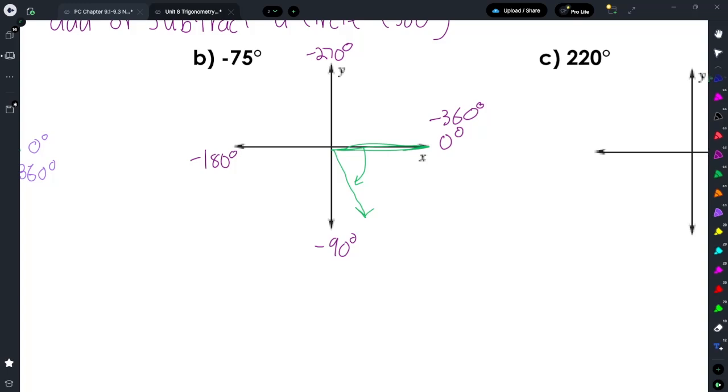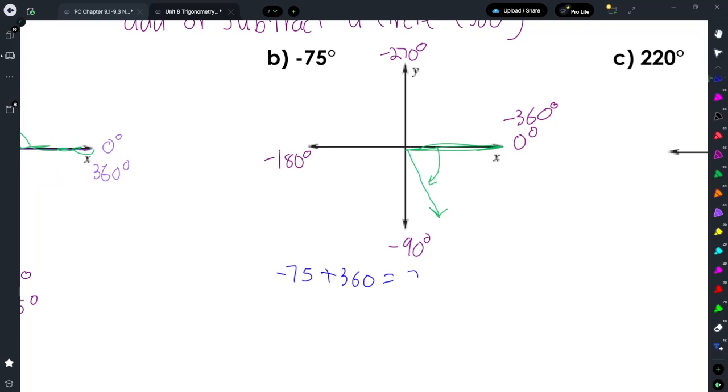Okay, so now I'm going to do negative 75 plus 360. That will give me my positive coterminal angle. So that is going to give us positive 285. And then I'm going to do negative 75 minus 360. So minus 360 instead, that's going to be negative 435 degrees. So again, these three angles, negative 75, positive 285, and negative 435 degrees, are all going to have that terminal side right here in the fourth quadrant.